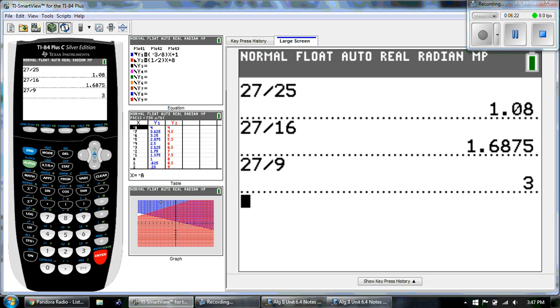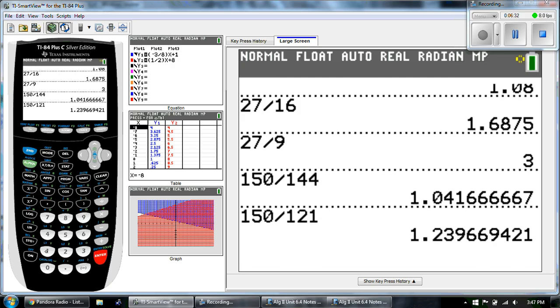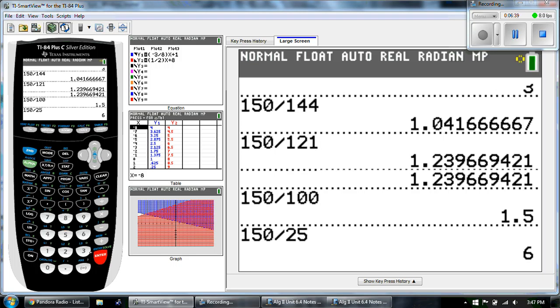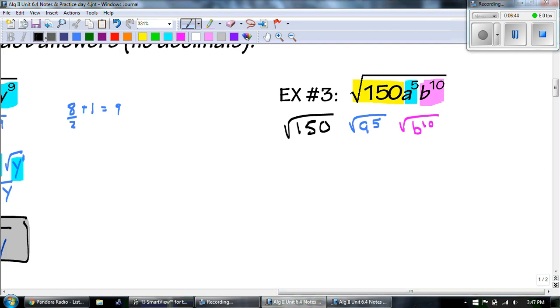So for the square root of 150, I would look at 144, 121, 100, and so on and so forth, until I find the perfect square that it actually works with, and it's 25. Okay? So the first part breaks down into the square root of 25 and the square root of 6. And if you want to keep solving that part, it's 5 times the square root of 6.